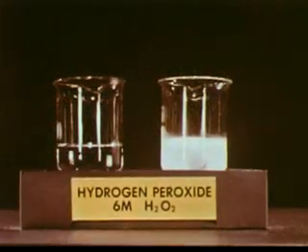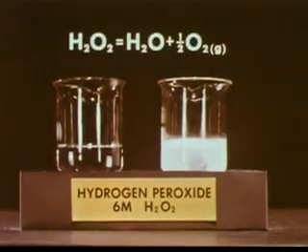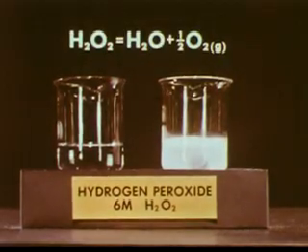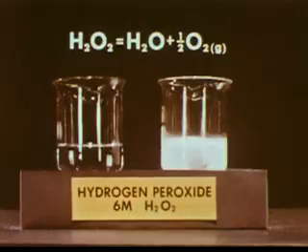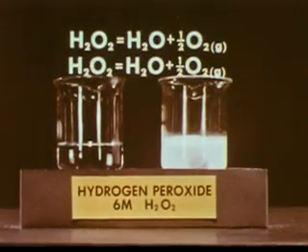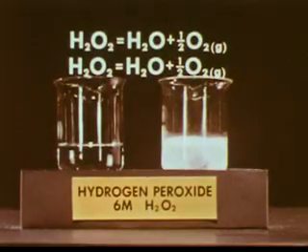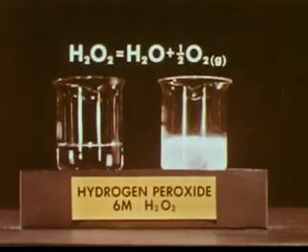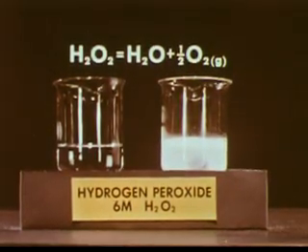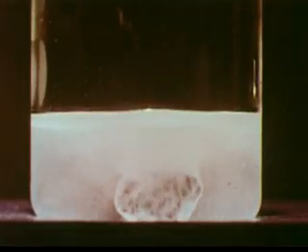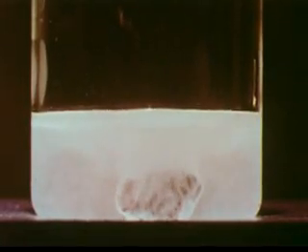Thus, the manganese oxide does not appear in the equation for the net reaction, which reads, hydrogen peroxide gives water and oxygen gas. The equation for the slower reaction without manganese oxide is the same. The net reactions are identical. The only effect of the manganese oxide is to speed up the reaction.